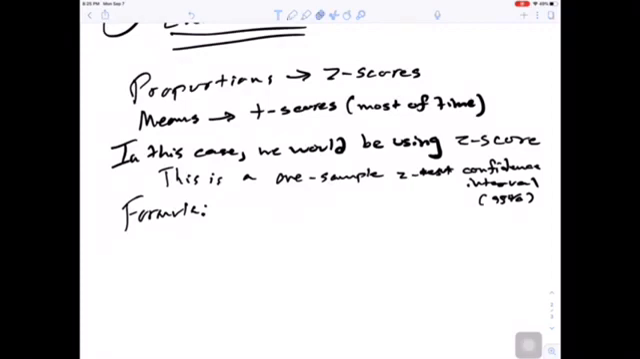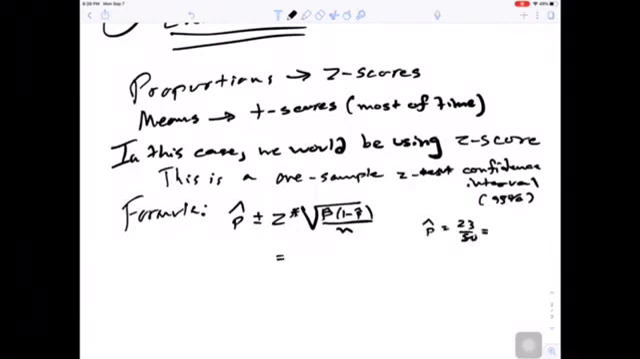So the formula for a one sample z confidence interval would be p hat plus or minus z score, the z score, multiplied by the square root of p hat times 1 minus p hat over n, where p hat is the calculated probability and n is the total number of people in the sample population. So we can see that p hat equals 23 over 80, because that's the calculated probability we want.